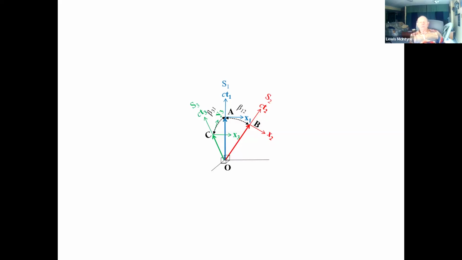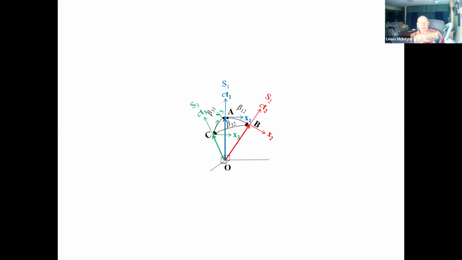This angle lies in the y-ct plane, so S3 will observe S1 receding in the y direction only. S3 will see S2 receding with velocity in the y direction due to S3's velocity with respect to S1, and in the x direction due to S2's velocity with respect to S1.